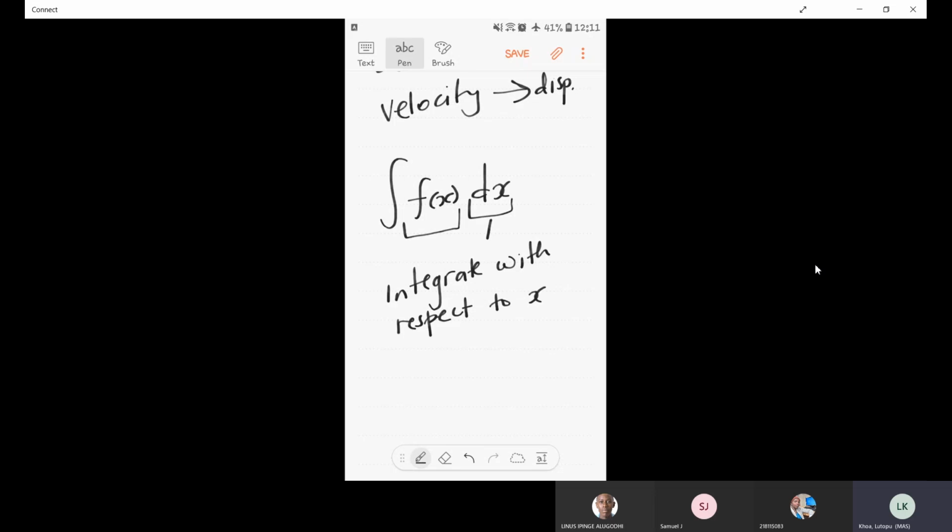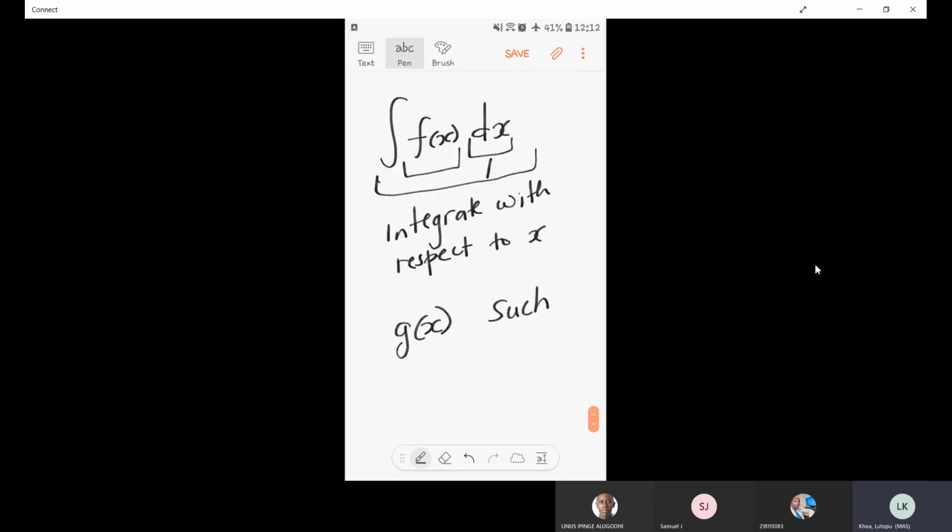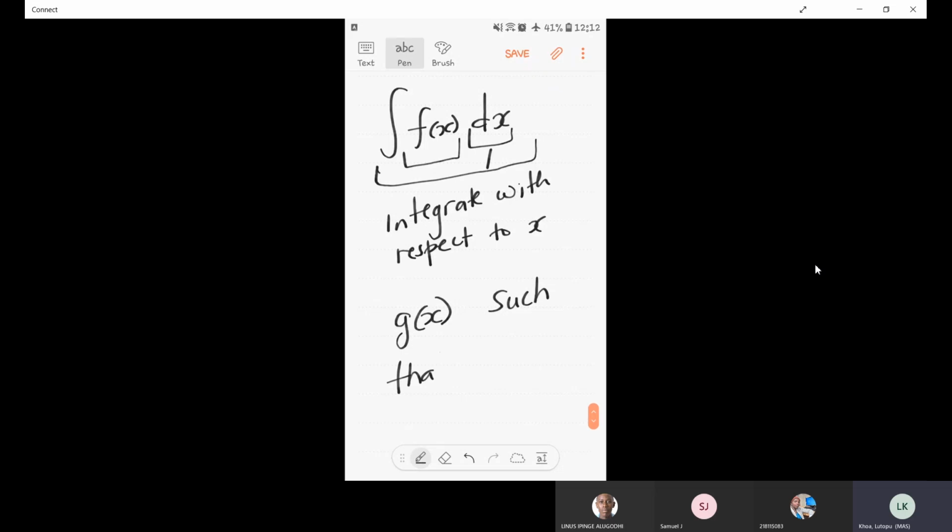That is what you got after you differentiated. Now when I ask you what is the integral of f of x dx, what I'm asking you to do is give me a function g of x such that g prime of x is equal to f of x. So I tell you, give me a function that when I differentiate it, this is the answer. Okay.